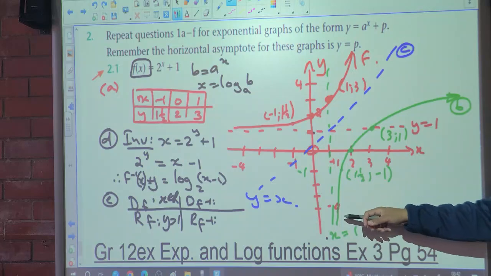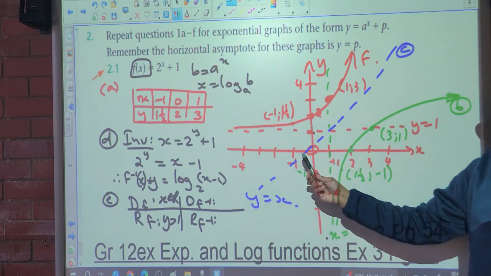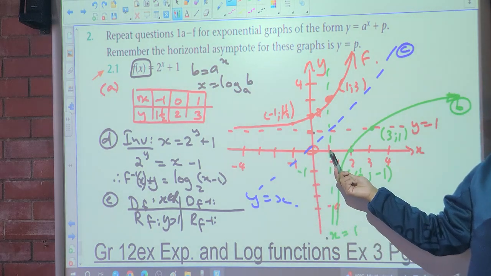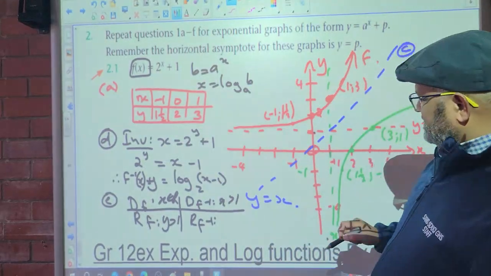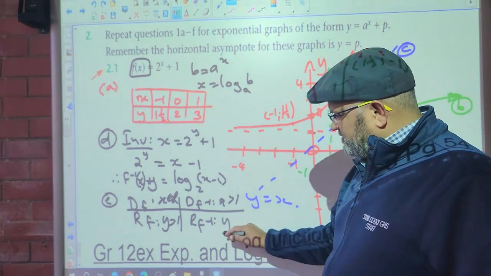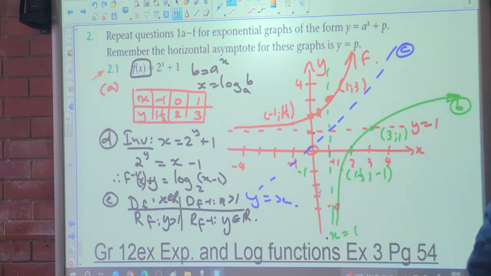Let's look at the domain of the inverse function. This is the inverse function. Does this graph exist at negative infinity? No. Where does it start existing at? 1 onwards. So x is greater than 1. Let's look at the range. Negative infinity, positive infinity. So y is an element of all real numbers.